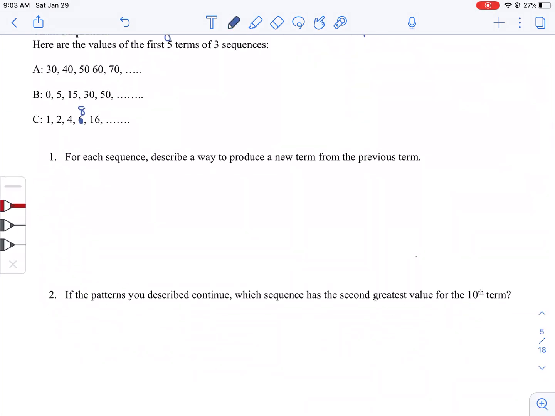So if I start looking at these sequences, 30, 40, 50, 60, 70, I know I'm going to add 10. Letter B, 0, 5, 15, well, I'm not adding anything. I don't know about that one. I'm going to come back to that one. And C, 1, 2, 4, 8, 16, it doubles. So it's times 2.